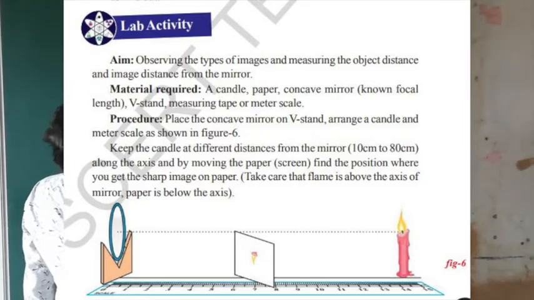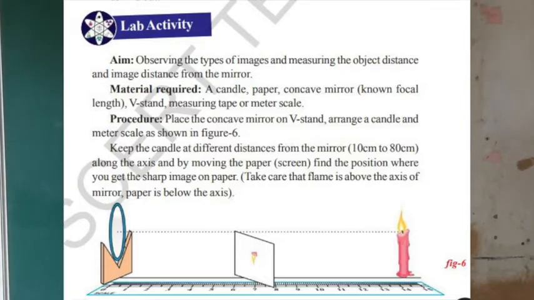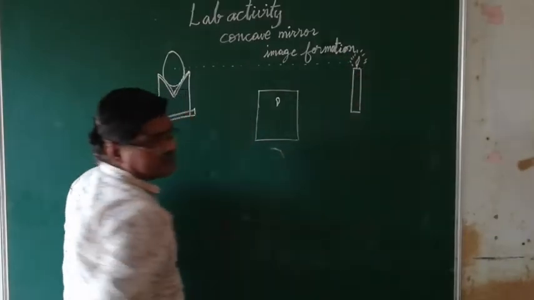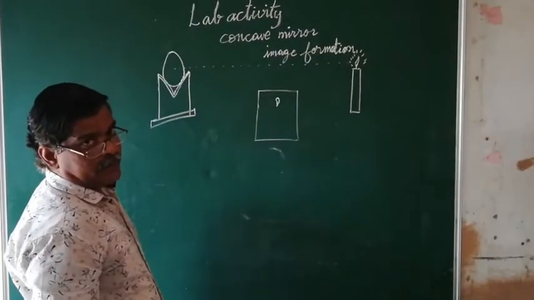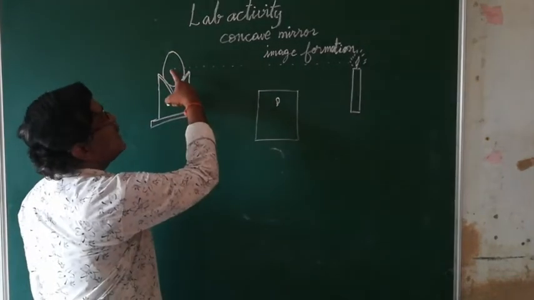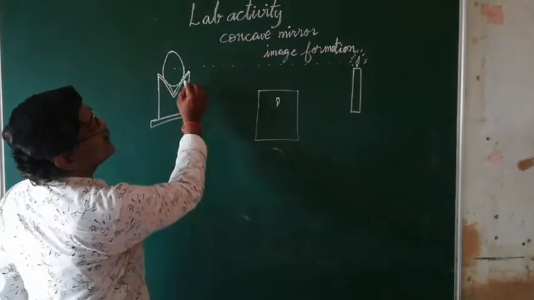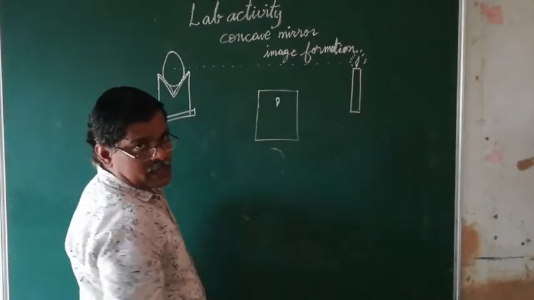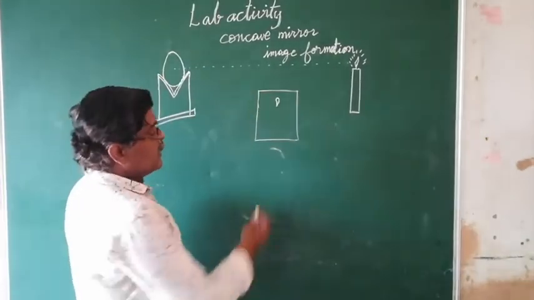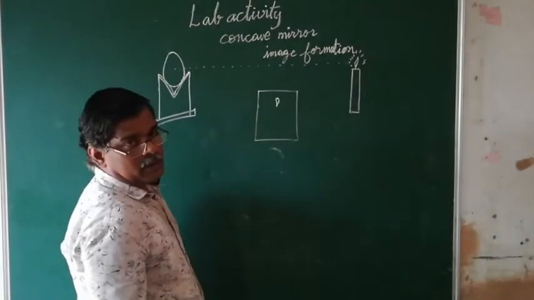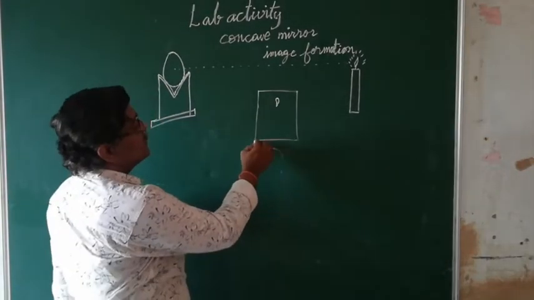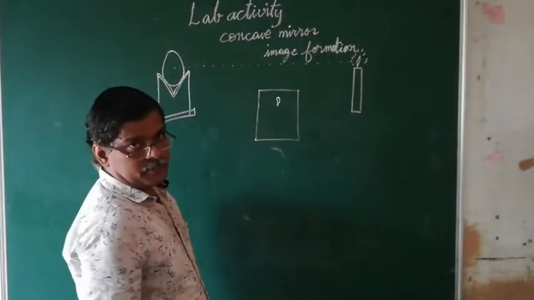What we should do? We should keep our object, that is the tip of the flame, on the principal axis or center line of that concave mirror. Then only we can get that image on the screen. We can move our screen front or back and we can get that real image.